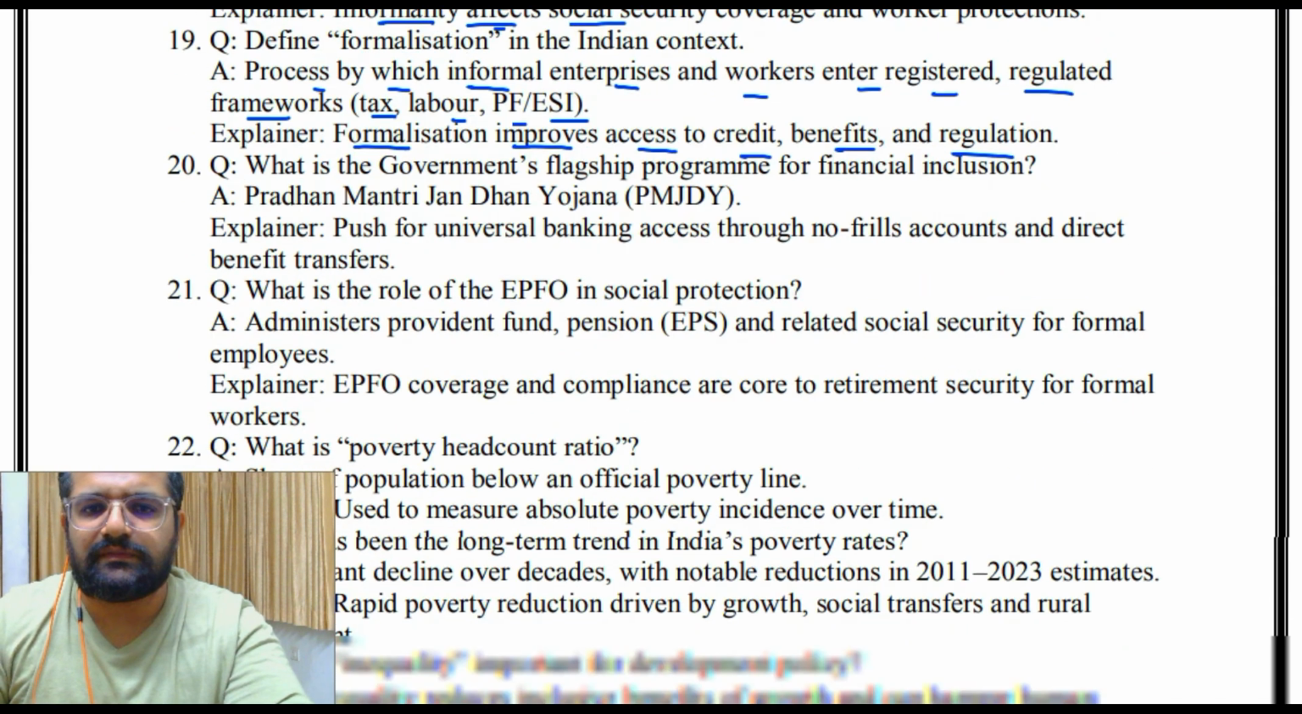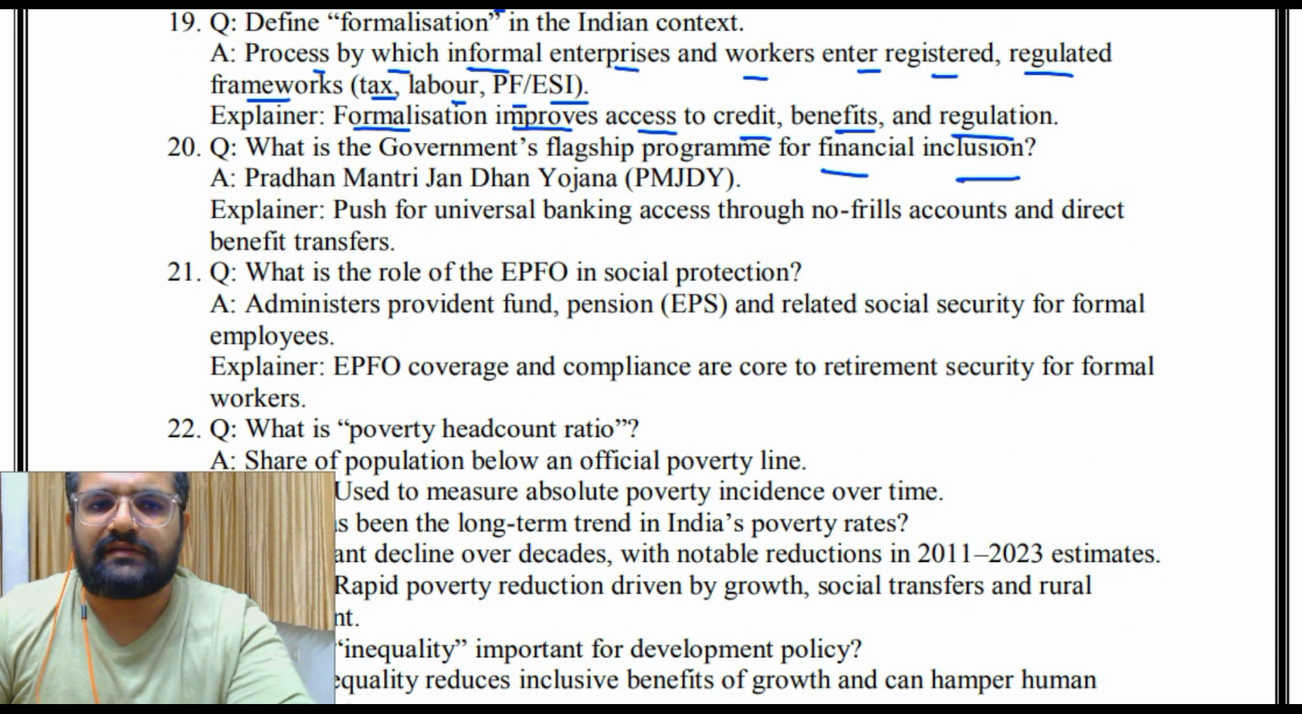What is the government's flagship program for financial inclusion? Pradhan Mantri Jan Dhan Yojana, PMJDY. A push for universal banking access through no-frills accounts and direct benefit transfer, that is DBT.